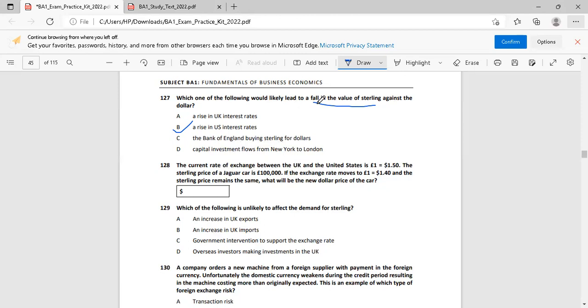D says capital investment flows from New York to London. So if it is coming from New York to London, if there is an investment to be made, in that case, the demand for sterling increases. When the demand increases, price increases. So on that note also, we cannot choose D. So the most appropriate one is D.